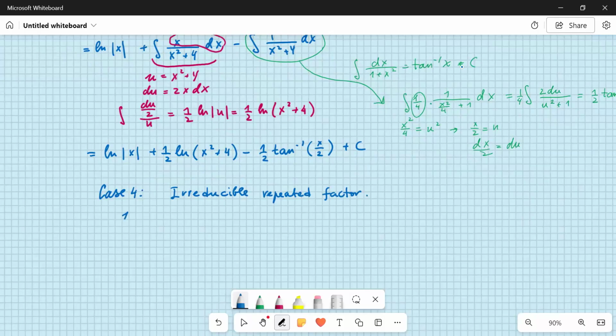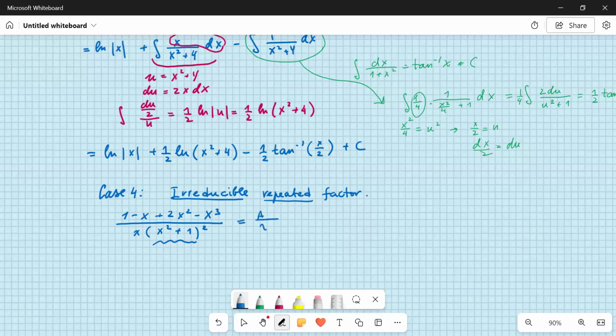Imagine that you have the fraction 1 minus x plus 2x squared minus x cubed, divided over x times x squared plus 1, squared. You cannot factor x squared plus 1 because it has no zeros. And that's going to be this irreducible and repeated factor. Irreducible because it's x squared plus 1, you cannot factor it into linear factors. Repeated because it's squared.